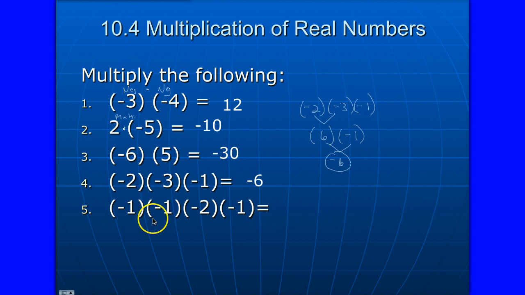Number 5. We could do it kind of the same way. Negative times negative is positive 1 times negative 2 times negative 1. And then you have 1 times negative 2 is negative 2 times negative 1.